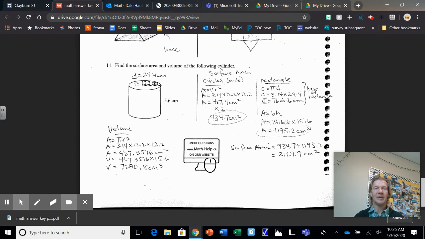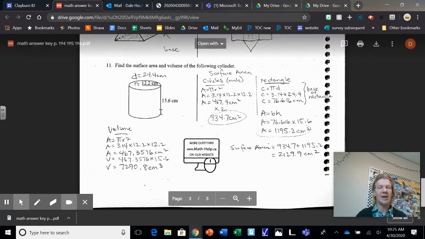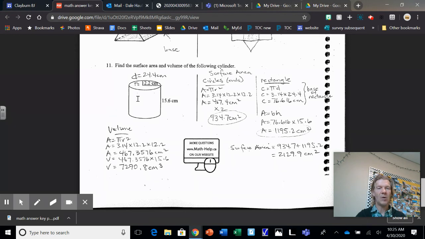Number 11, the surface area and volume. This is another one where I need to do it on a video, I think. The volume is fairly easy. I just need to get the area of this. So area equals pi r squared. So 3.14 times 12.2 times 12.2. The area of the top is 467 centimeters squared. And then I multiply that by the height, 15.6, and that's the volume.